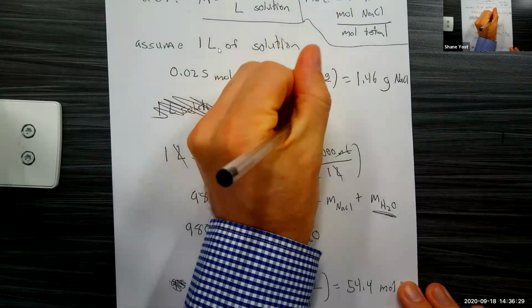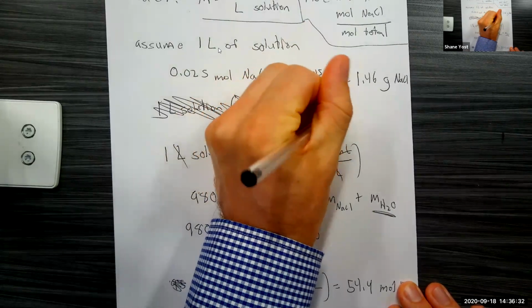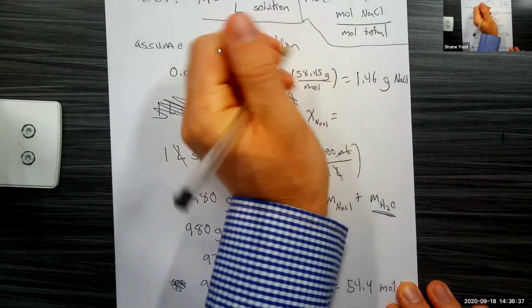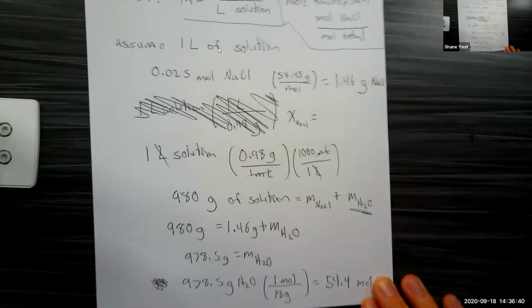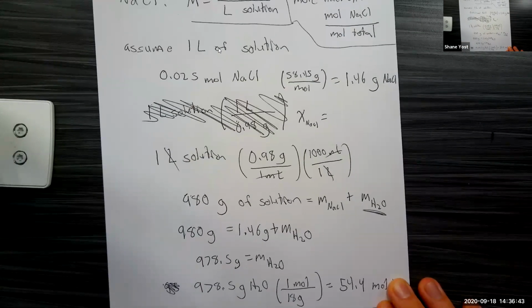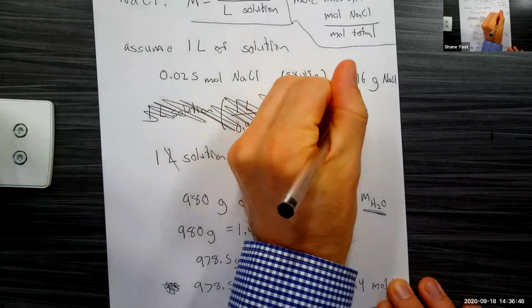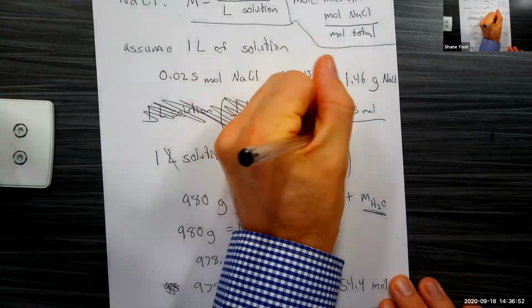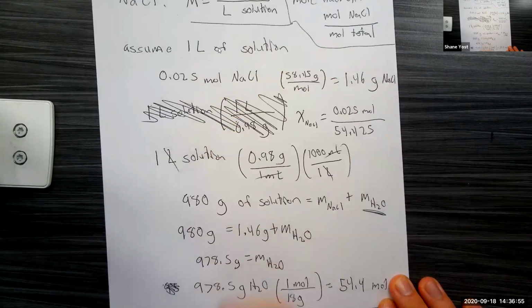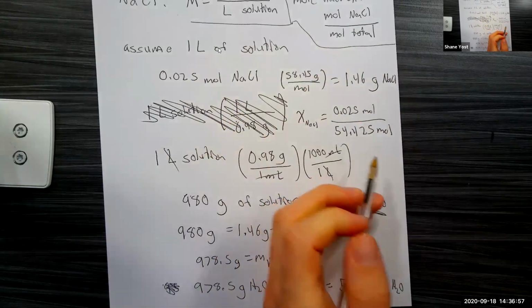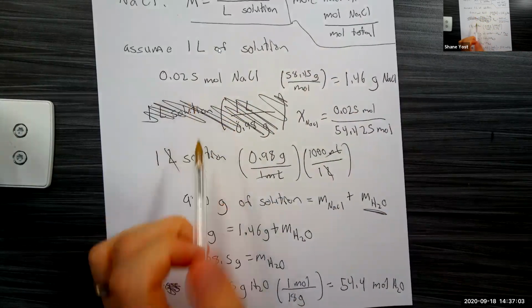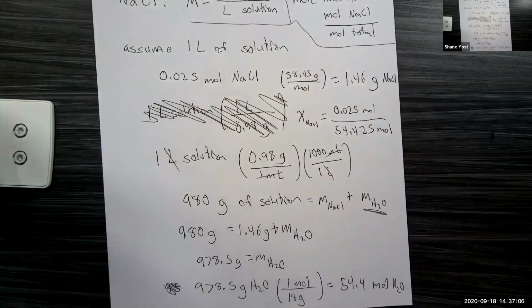So my mole fraction here of NaCl is 0.025 moles over 54.425 moles. Okay, so for the total moles, I just literally took 54.4 plus 0.025 to get the total. So 0.025 divided by 54.425.